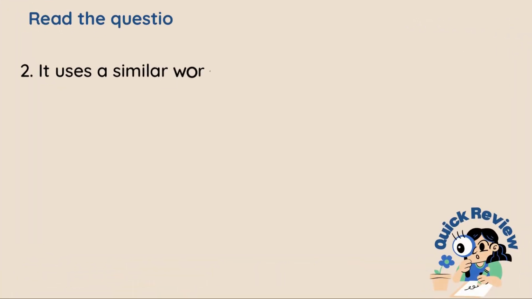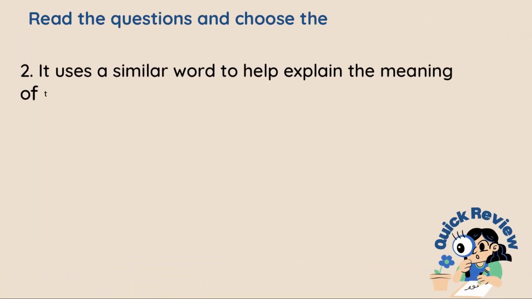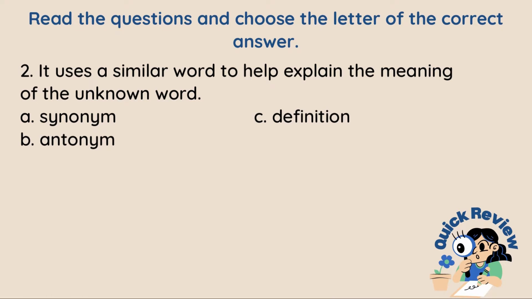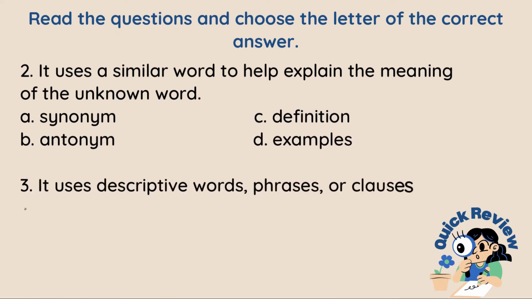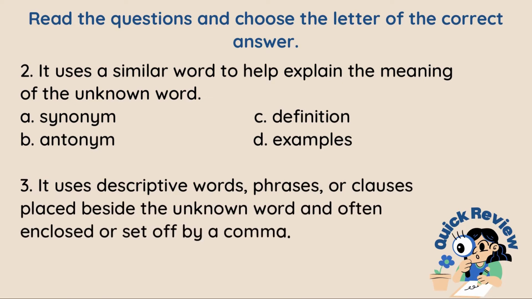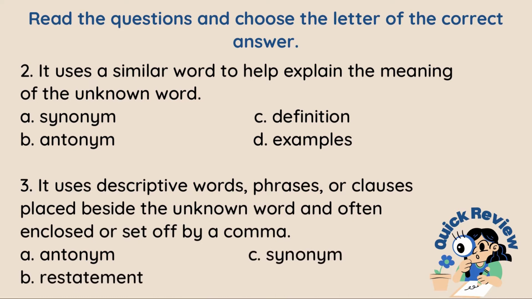Number 2. It uses a similar word to help explain the meaning of the unknown word. A. Synonym. B. Antonym. C. Definition. D. Examples. Number 3. It uses descriptive words, phrases, or clauses placed beside the unknown word and often enclosed or set off by a comma. A. Antonym. B. Restatement. C. Synonym. D. Example.